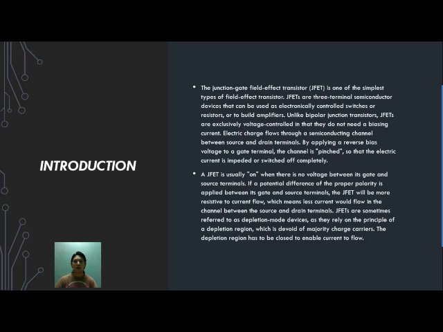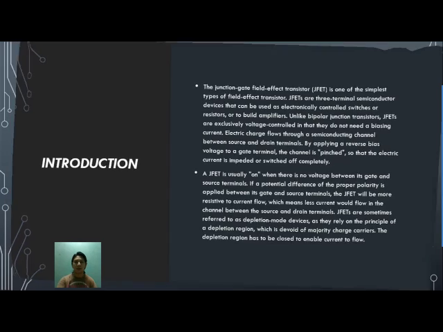Unlike bipolar junction transistors, JFETs are exclusively voltage controlled in that they do not need a biasing current. Electric charge flows through a semiconducting channel between source and drain terminals. By applying a reverse bias voltage to a gate terminal, the channel is pinched so that the electric current is impeded or switched off completely.